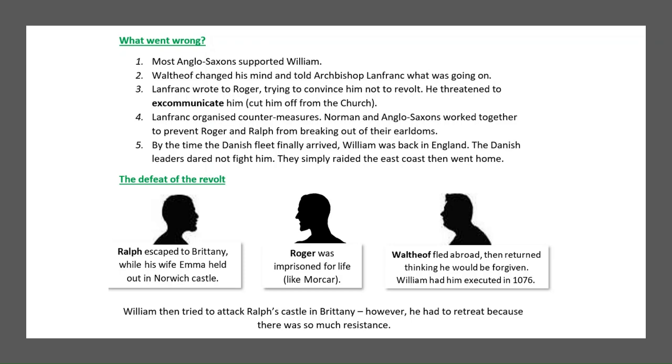The defeat of the revolt: Ralph escapes to Brittany while his wife Emma held out in Norwich castle. Roger was imprisoned for life, like Morcar, and Waltheof fled abroad. He came home thinking he'd been forgiven because he's the one that sort of told Lanfranc about it, but he was executed. Obviously, William's really lost his patience with Anglo-Saxon earls. William tries to attack Ralph's castle in Brittany, but he's got to retreat because there's so much resistance.